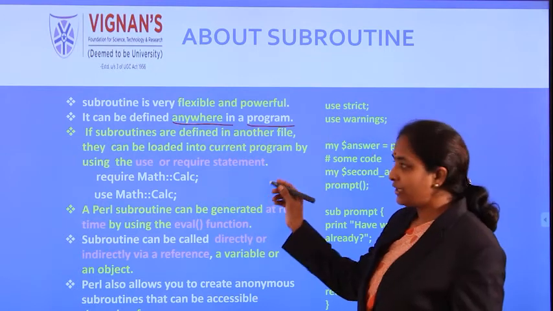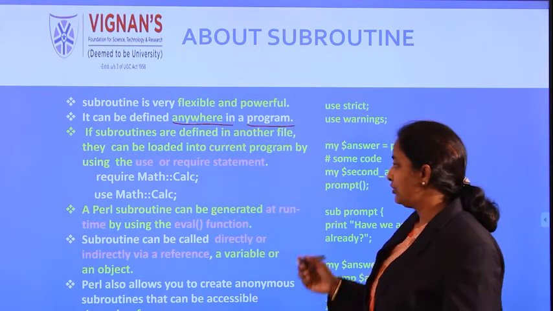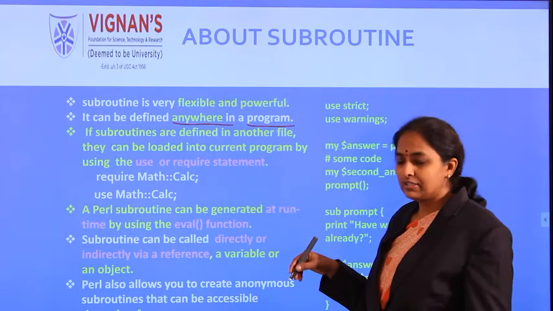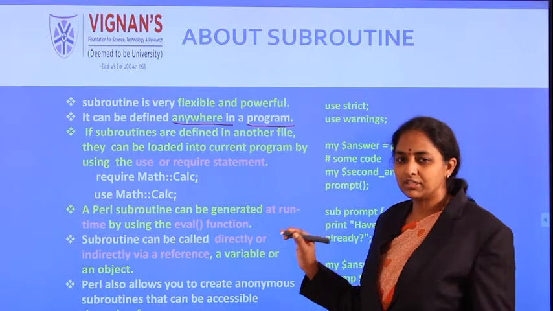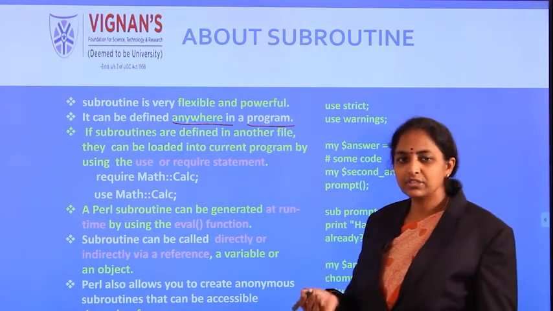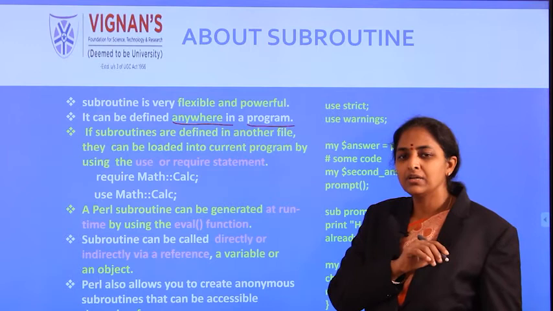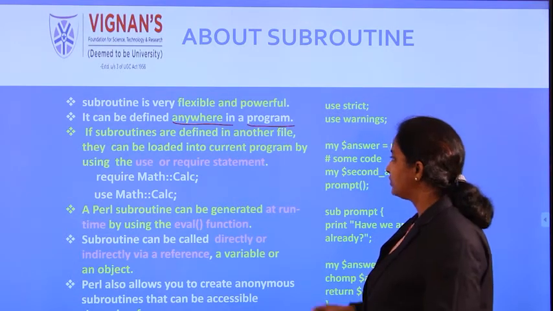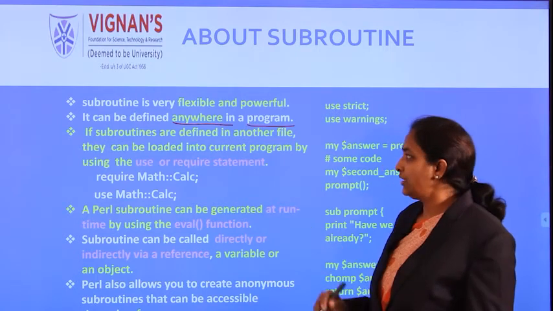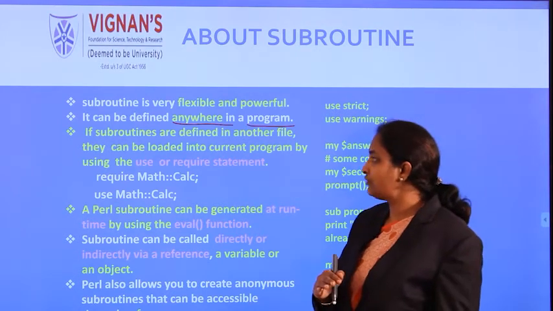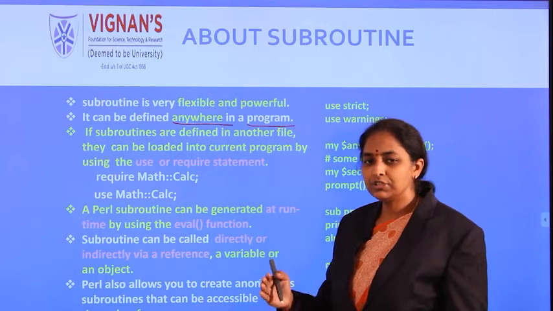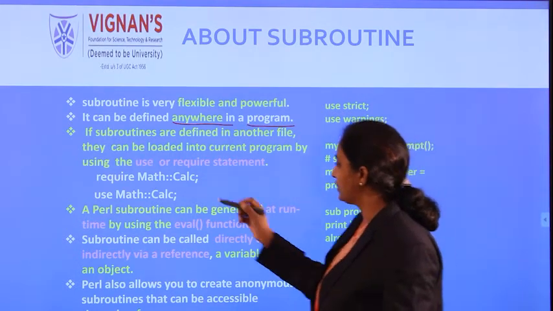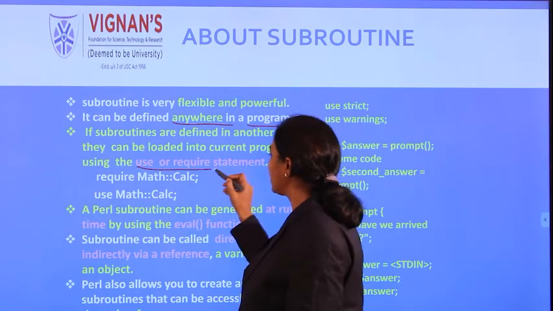And already you have seen earlier that your definition and function call are present in the same file. It was not the case all the time. Certain times your function definition may be in some other file, and you want to use it in your current program. Then how to use it? If subroutines are defined in another file, how can you use them in the current program? By using two keywords, use or require.